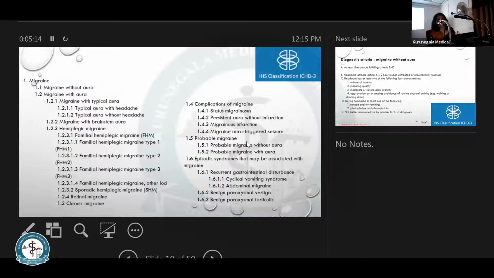The number 1 was given to migraine, with 1.1 being migraine without aura and 1.2 migraine with aura. There are so many subclassifications, and 1.3 goes to chronic migraine, 1.4 complications, 1.5 probable migraine, and 1.6 episodic syndromes that may be associated with migraine. This is a quite complicated slide, but this is how the numbering is done with regard to migraine. And number 2 comes as the tension type. Likewise, all the primary headaches are given a number according to their classification.